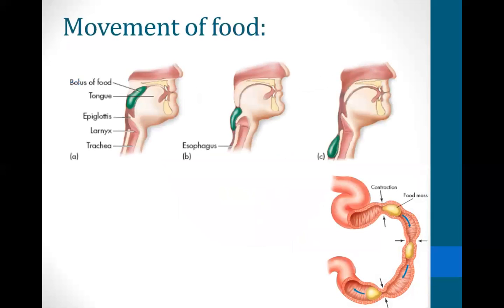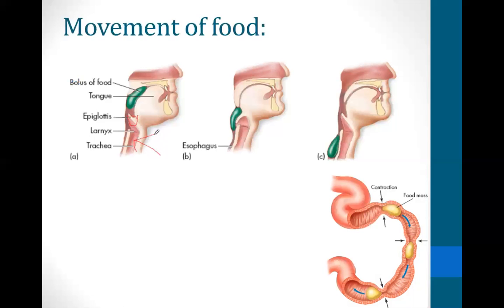Movement of food down the GI tract. When we chew food, we form food into what's called a bolus. That bolus then passes through our esophagus into our stomach. However, a very important step as the bolus passes from our esophagus to our stomach is that this very, very small structure called the epiglottis covers the trachea.